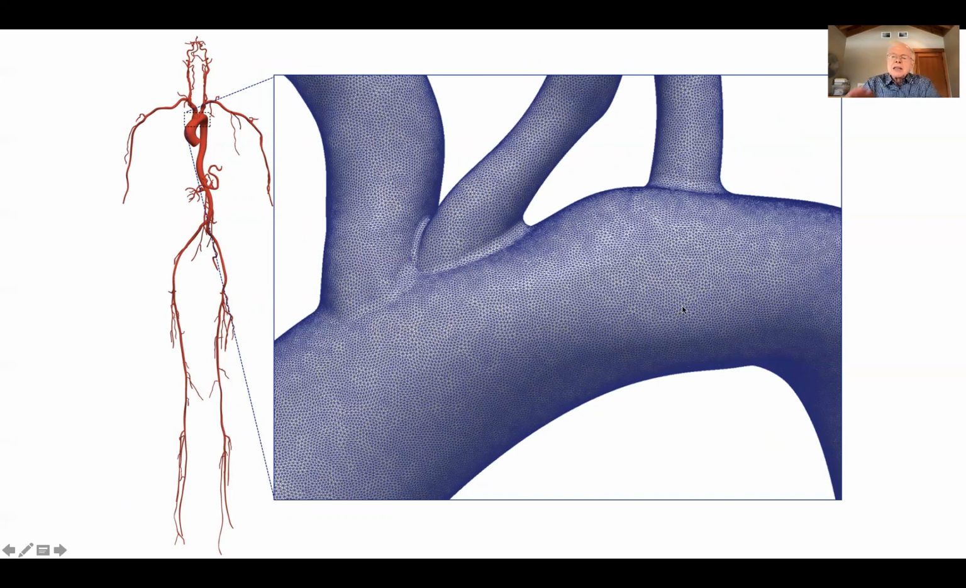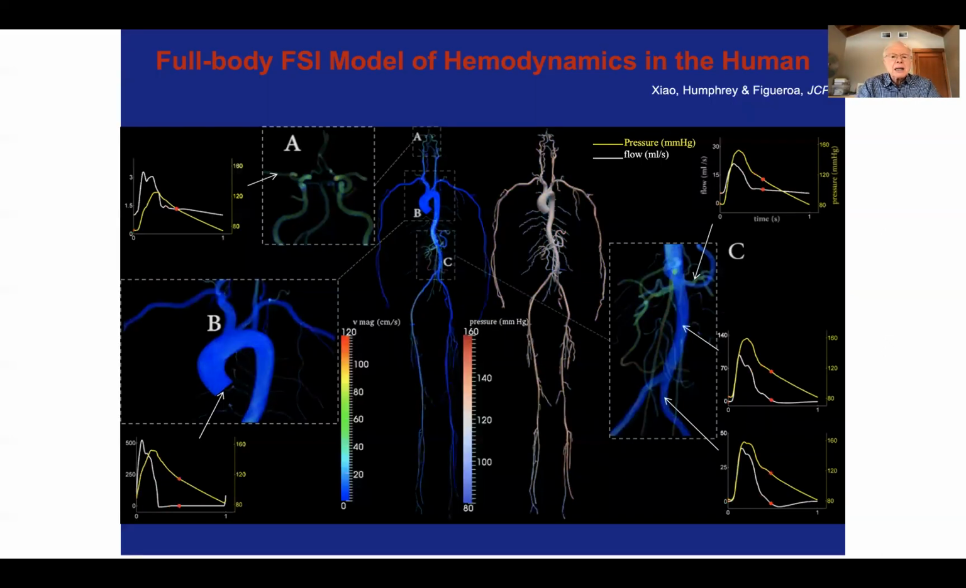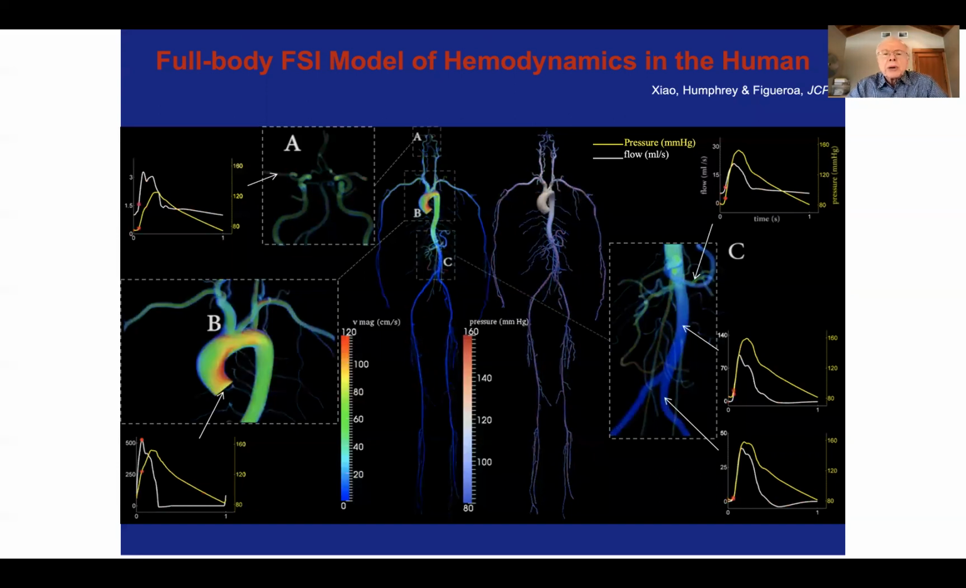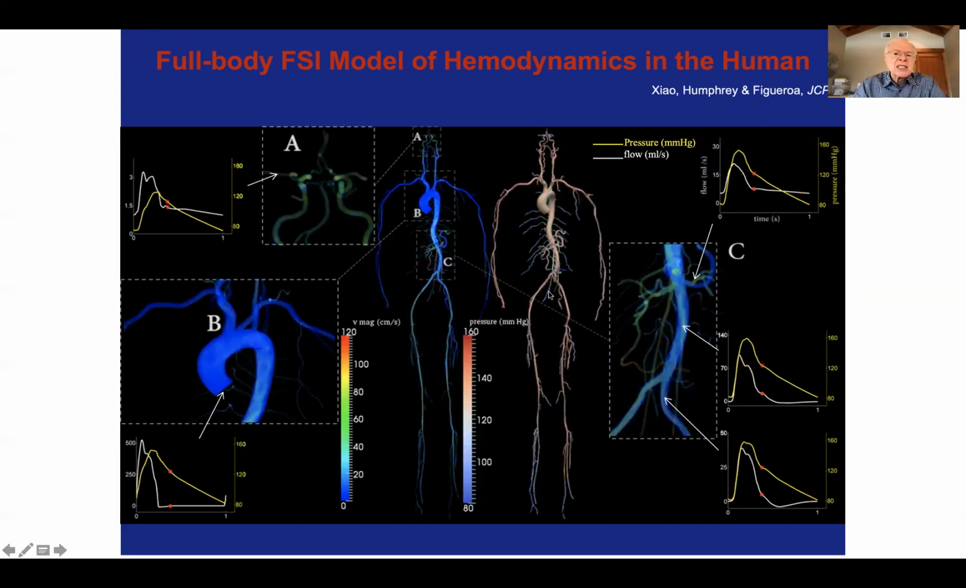And these elements are prismatic, and they go in a layer just to model the wall. And then inside, it's all tetrahedra. So very large models. And here's just some results of flow pressures and volumetric flows, as you can see here in various places. It is fluid structure. You can see the walls are moving here, the whole model. So these are the types of things you can do.